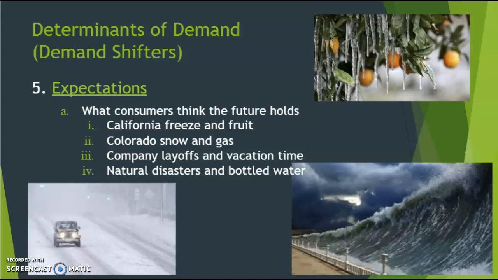Company layoffs and vacation time. If people think that their company is going to lay them off, they reduce their vacation time. And then the last example is natural disasters and bottled water.